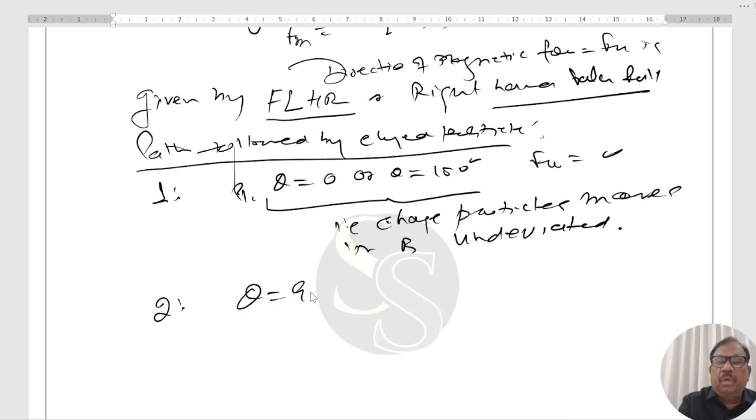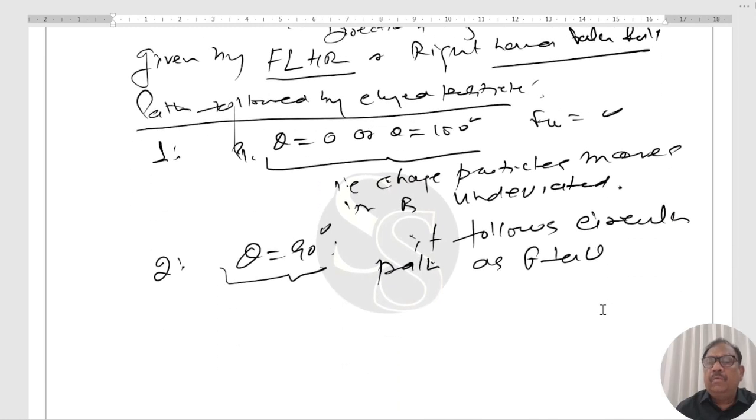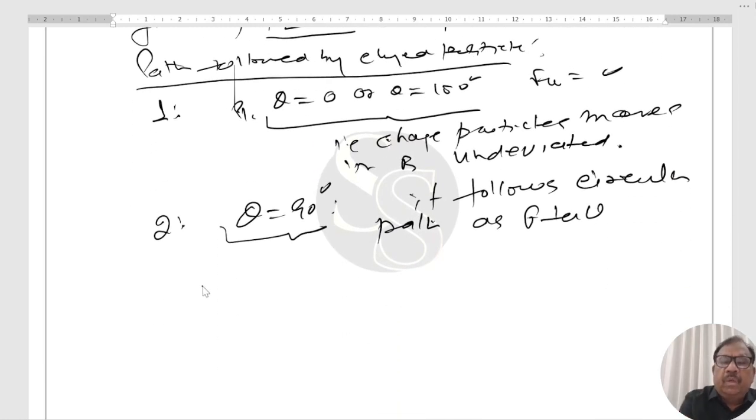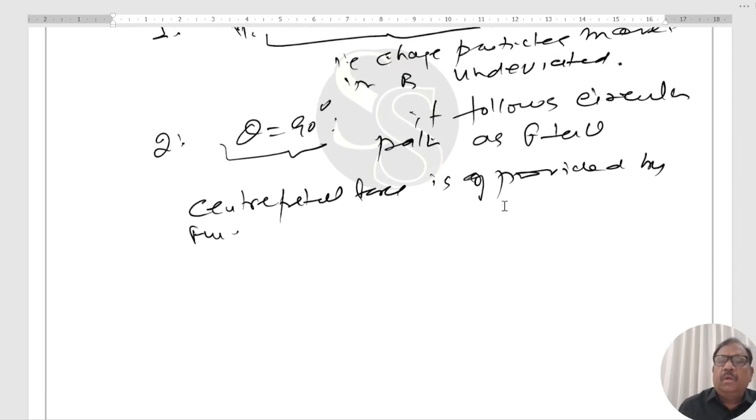Second, if theta equal to 90 degrees, then it follows a circular path, as F is perpendicular to B. In this case, the centripetal force is provided by the magnetic force, right?